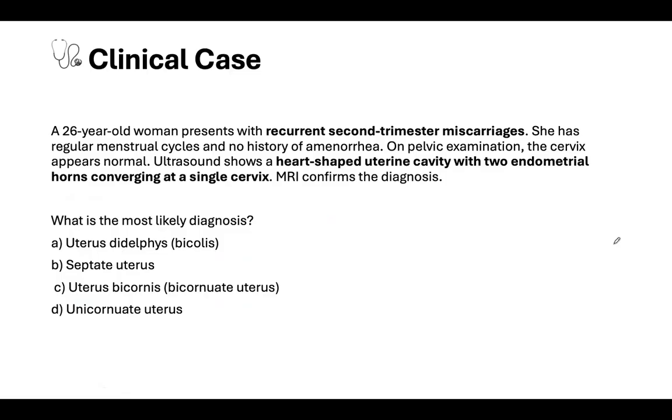Now a clinical-based question. Suppose a 26-year-old woman presents in your clinic with recurrent second trimester miscarriage. She has a regular menstrual cycle and no history of amenorrhea. Ultrasound shows a heart-shaped uterine cavity with two endometrial horns. Remember this: two endometrial horns and a single cervix. Is it septate uterus, uterine didelphys, bicornuate uterus, or unicornuate uterus? The answer will be bicornuate uterus.